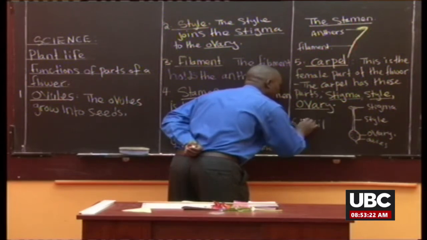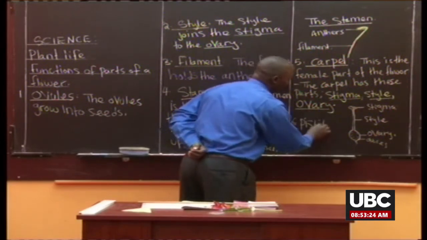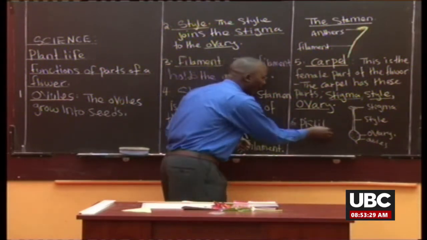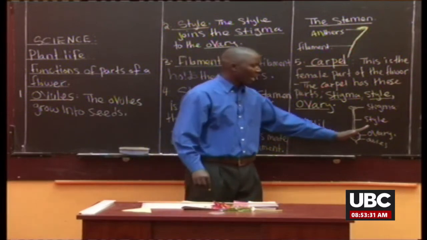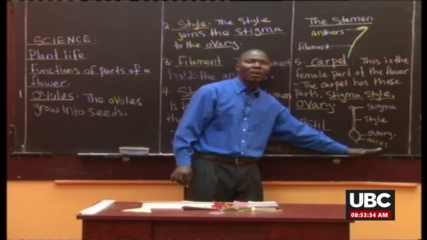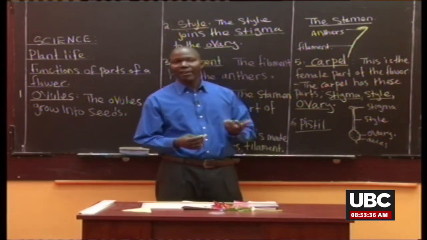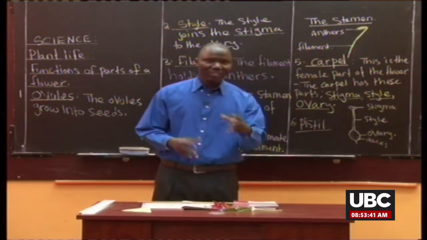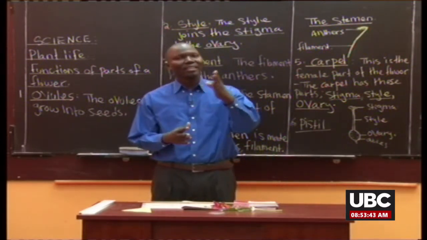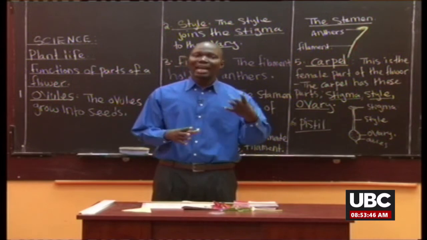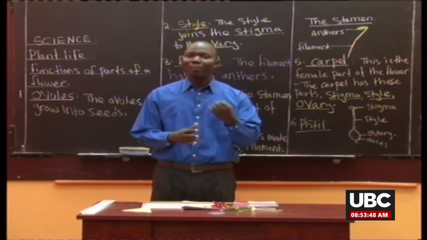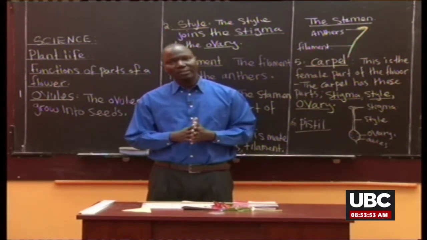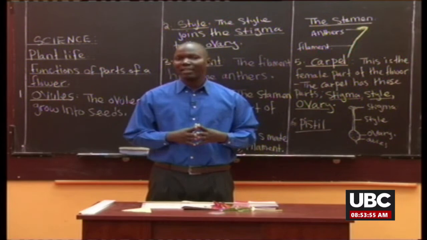The pistil is that part of the plant that is made up of the ovary and the ovules. The ovary and the ovules together form the pistil. Which new words have we looked at? Stamen, the male part. Carpel, the female part. Pistil, having the ovules and the ovary. With that, children, we come to the end of our lesson.